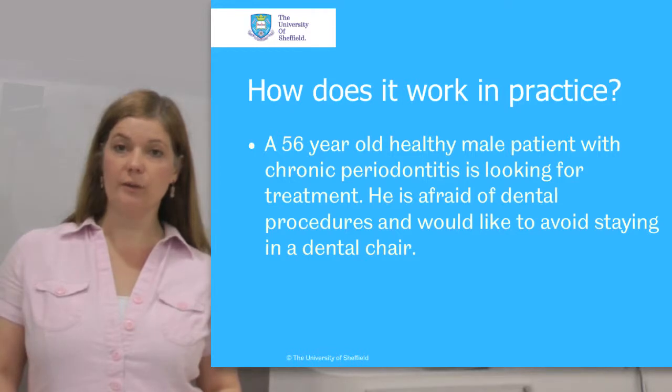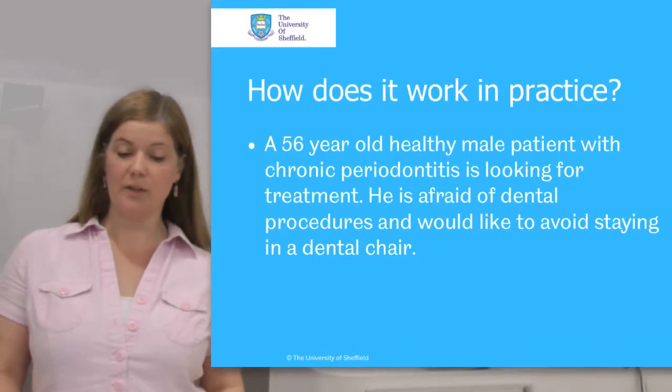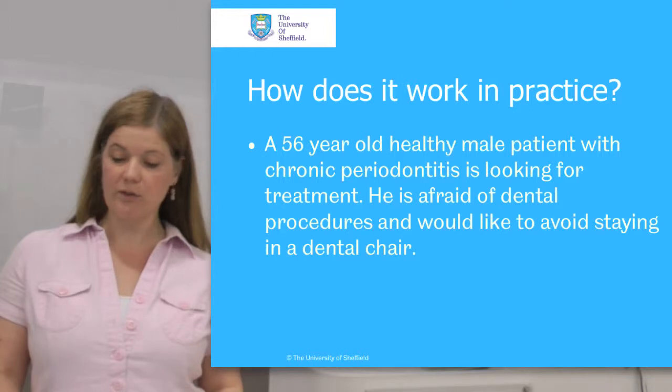So what we want to do is find out, what way can we treat him, what way can we make the treatment the best for this person. We've got to treat him, he's got chronic perio, but he doesn't actually like sitting in the dental chair. So what we want to do is go and look for evidence to find the best way of treating him. So what's our question going to be?